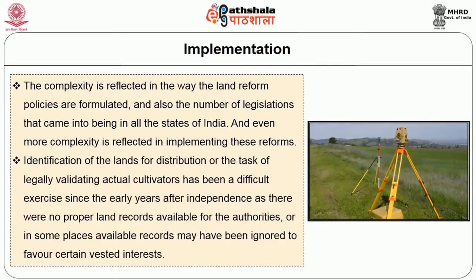Identification of lands for distribution, or the task of legally validating actual cultivators, has been a difficult exercise since the early years after independence, as there were no proper land records available for the authorities. Or in some places, available records may have been ignored to favor certain Western interests.